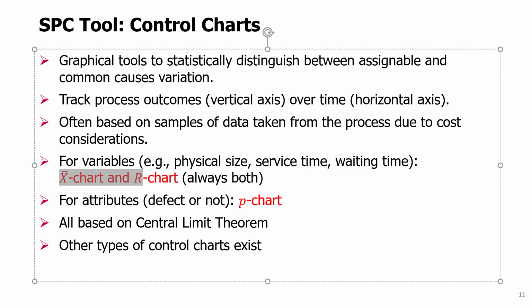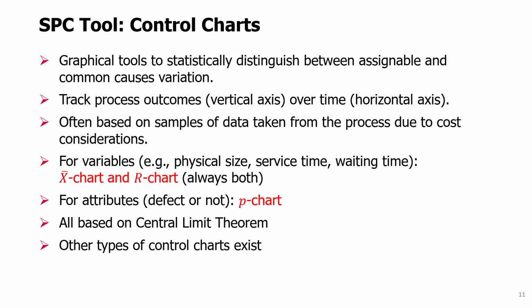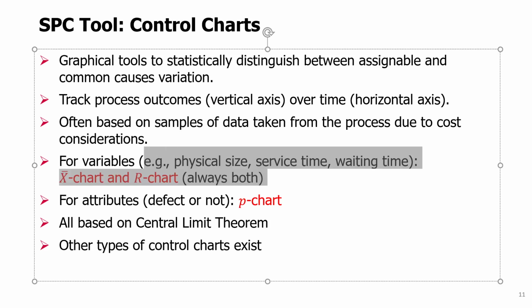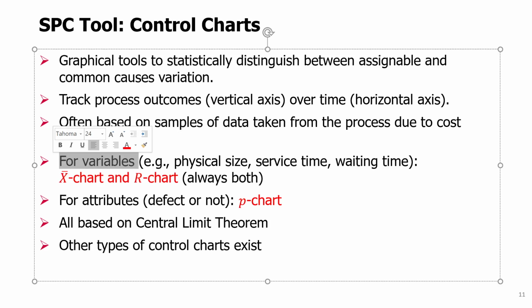One is a pair of charts. The first one is for variables. If you have some measure that is critical, like physical size of a part, or maybe service time in a service, or waiting time for service, we might collect the data and create a pair of charts that are called X bar chart and R chart. They are always used together, and this is useful when we have something that is a variable that we want to control, that is measurable, right?